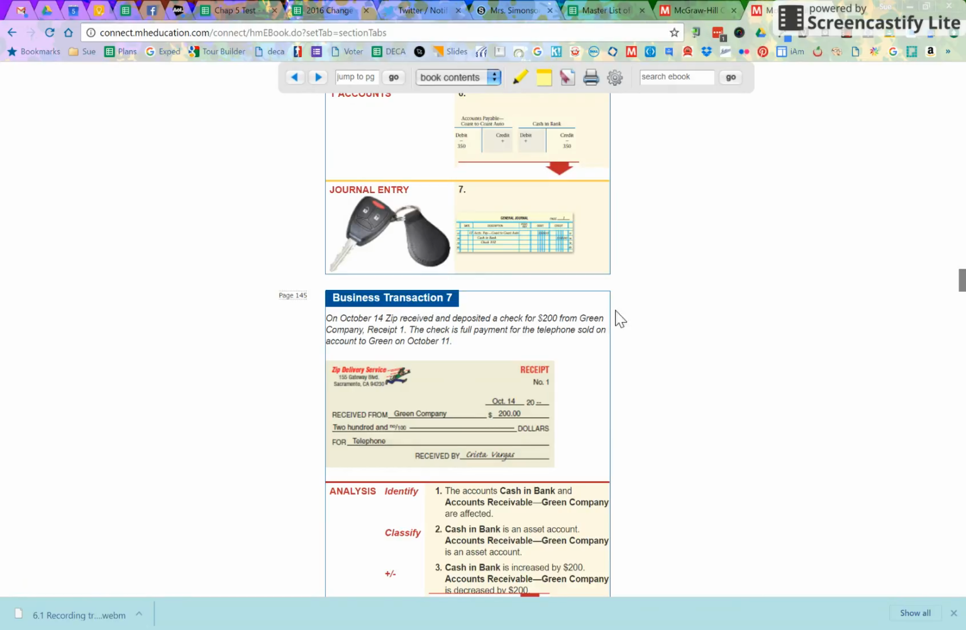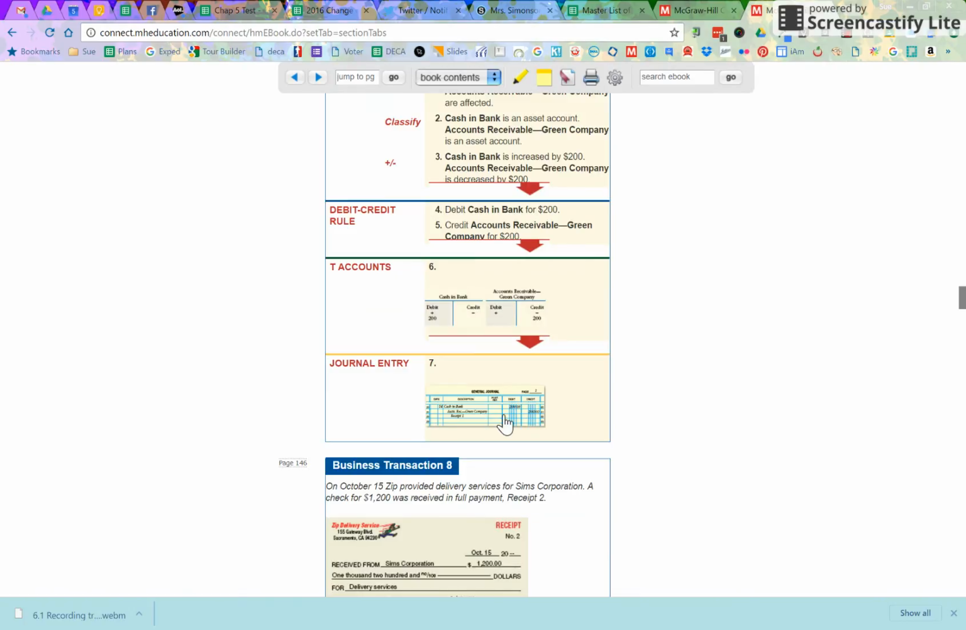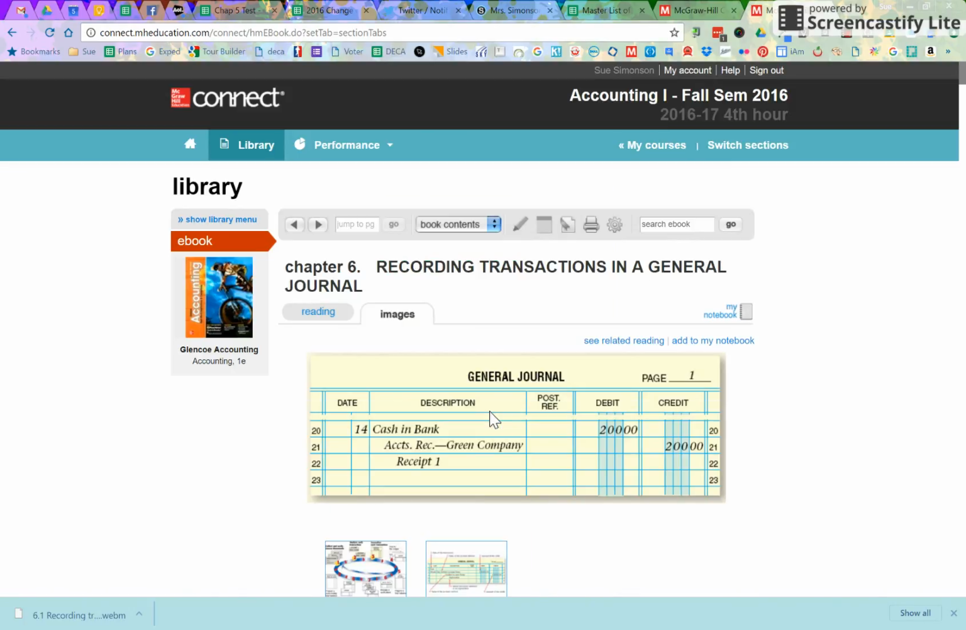We deposited a check for $200 for a company paying us on account, something that we sold them. So it's a receipt. Okay, so receipt means cash is coming in, cash is going up. That's the debit. They no longer owe us as much money. Accounts receivable is going down. That is the credit. So here's what that transaction looks like.